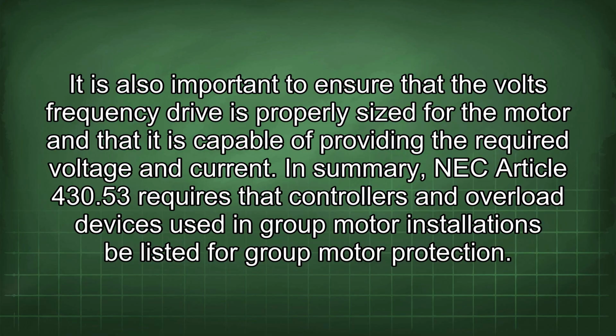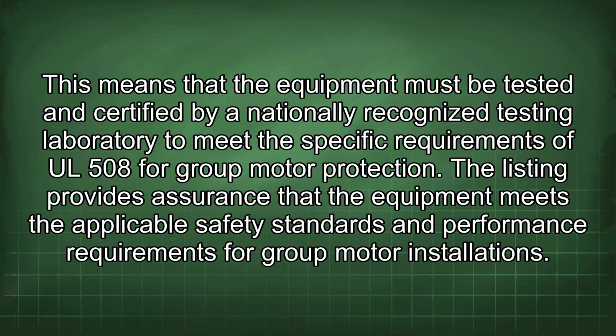In summary, NEC Article 430.53 requires that controllers and overload devices used in group motor installations be listed for group motor protection. This means that the equipment must be tested and certified by a nationally recognized testing laboratory to meet the specific requirements of UL 508 for group motor protection. The listing provides assurance that the equipment meets the applicable safety standards and performance requirements for group motor installations.